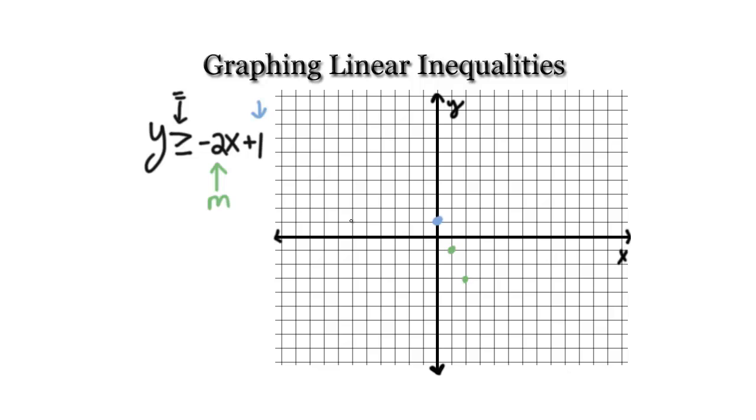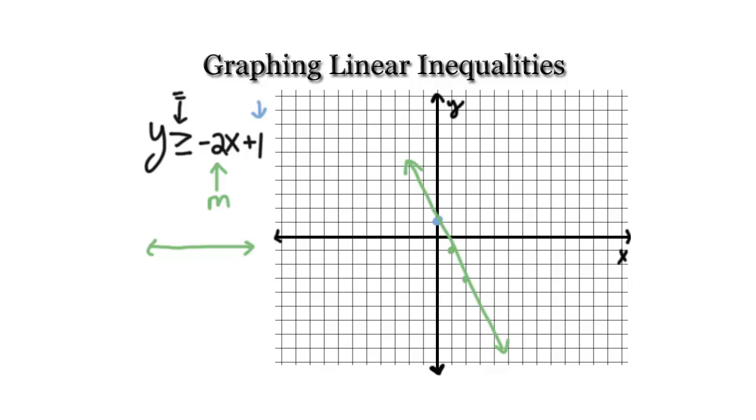Okay? Now, the next thing to determine is, is it going to be a solid line or a dashed line? Right? Since this is greater than or equal to, we're going to use a solid line. Okay? So now we can just connect these dots here. Right? It's going to be a solid line, just like that.